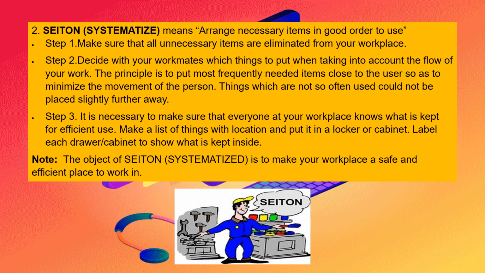Step number 3, it is necessary to make sure that everyone at your workplace knows what is kept, for efficient use. Make a list of things with location and put it in a locker or cabinet. Label each drawer or cabinet to show what is kept inside. Note, the object of Seiton or systematize is to make your workplace a safe and efficient place to work in.